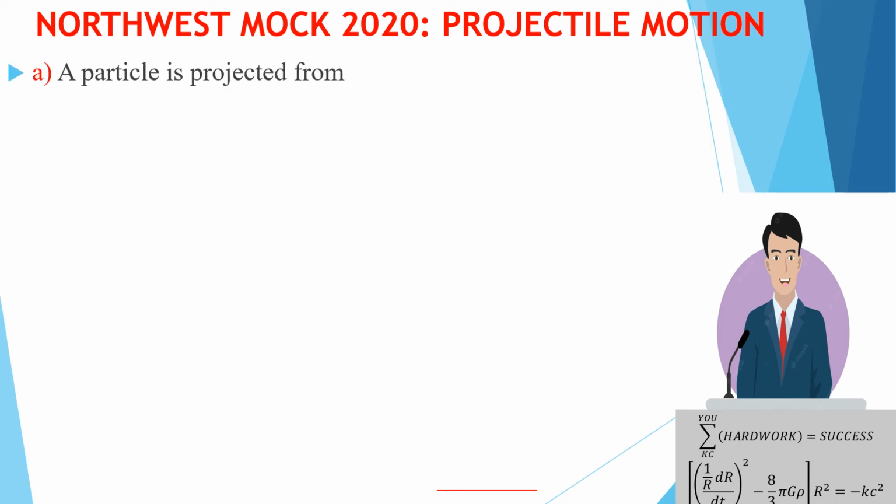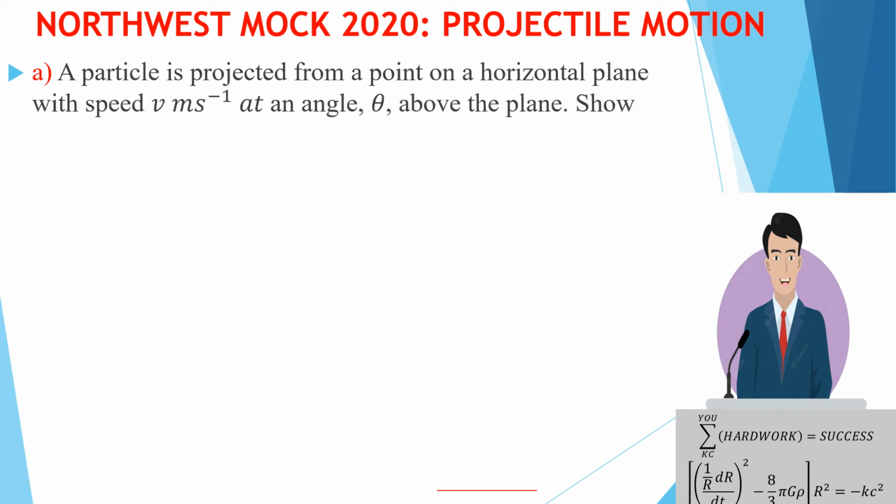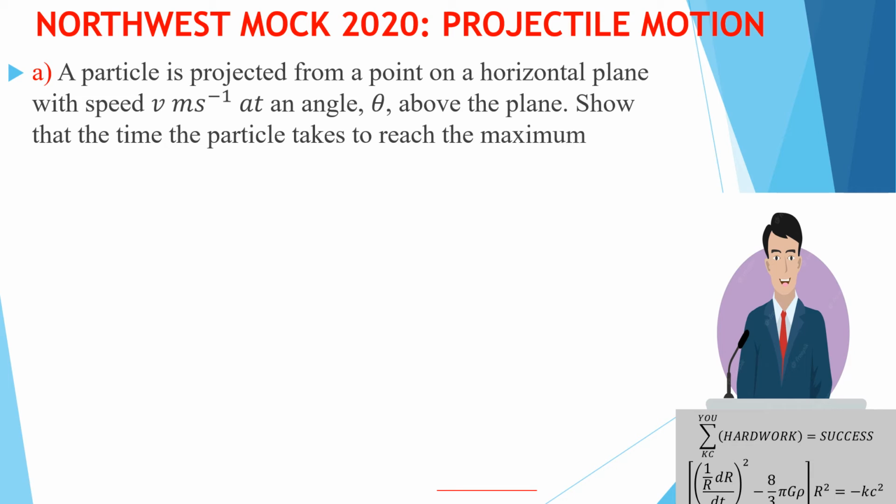It says a particle is projected from a point on a horizontal plane with speed v meters per second at an angle theta above the plane. Show that the time the particle takes to reach the maximum height above the plane of projection is v sine theta on g.